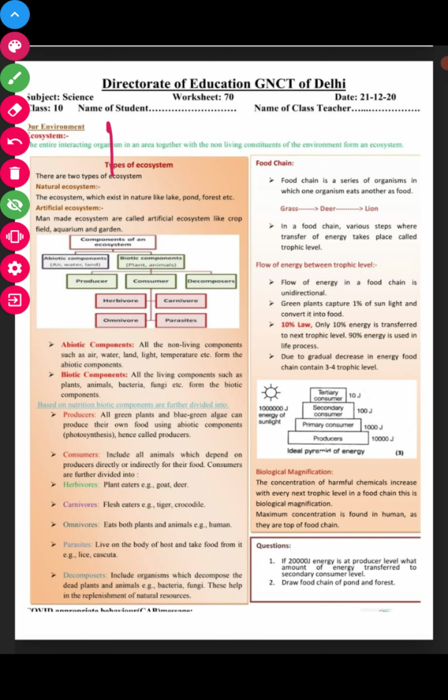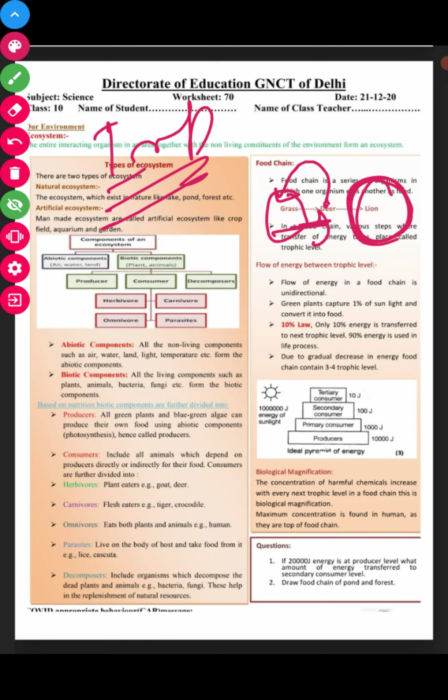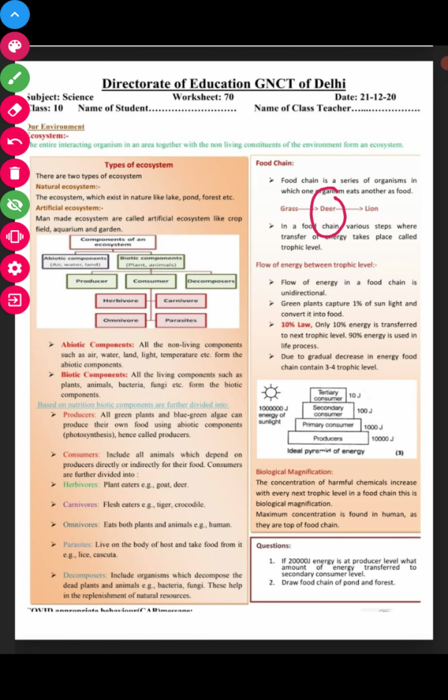And one very important aspect: an organism that is vegetarian, directly dependent upon the plants, has higher energy as compared to a carnivore. A herbivore can get more energy than a carnivore.